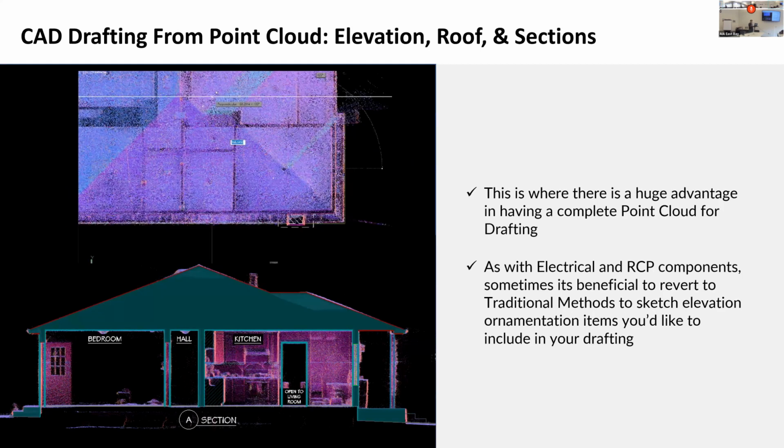And then here's another huge advantage of drafting from a point cloud. Even if you don't request a section at first, down the road, if you need six more, we can generally get them if it's done with the point cloud. So here it is tracing over that, using a different view, playing around with the UCS, and then we're able to sketch elevation ornamentation that you can include in the drafting as well.